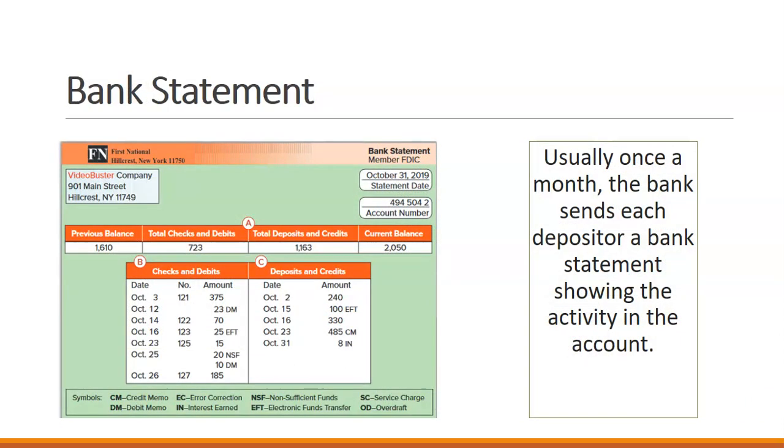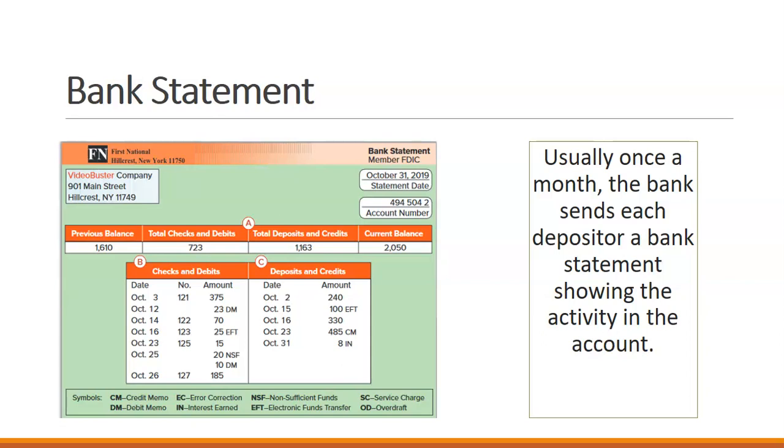And then we have a bank statement. Once a month, the bank sends us a statement showing us the activity in the account. What was our previous balance? What were our total deposits? What checks did we write on the account? And what was our current balance?